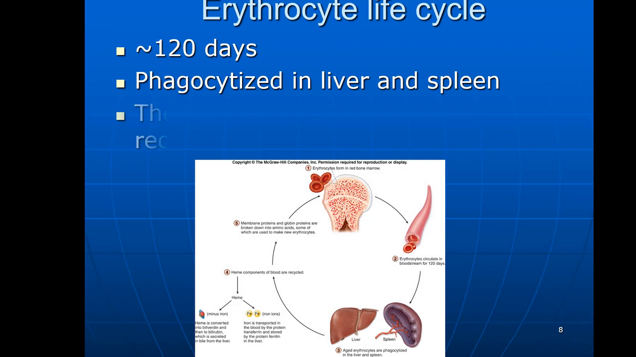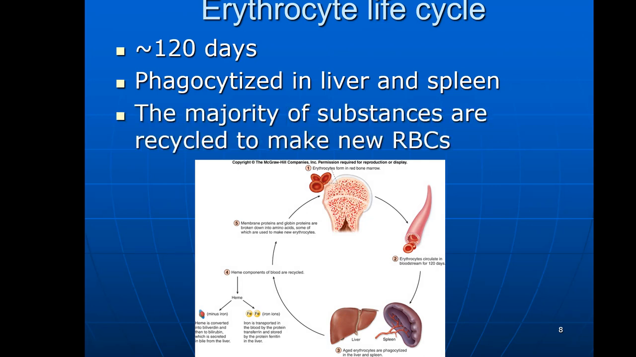So just really quick about the erythrocyte life cycle. A given red blood cell will only live about 120 days, and then it's broken down in the liver and spleen. All this picture is really showing is that the bulk of red blood cells are recycled. Once the red blood cells are broken down, they are recycled and used to form new blood cells and other things in the body.